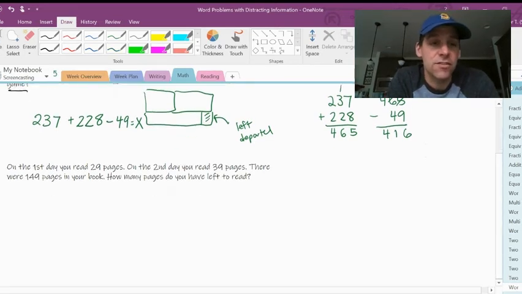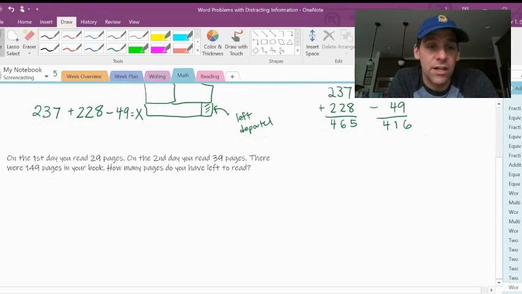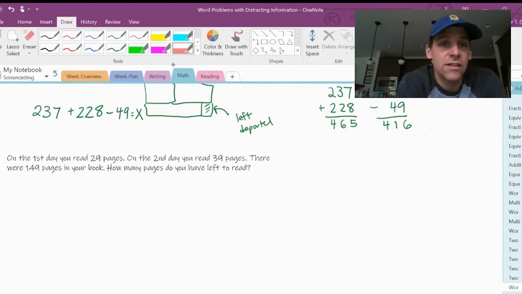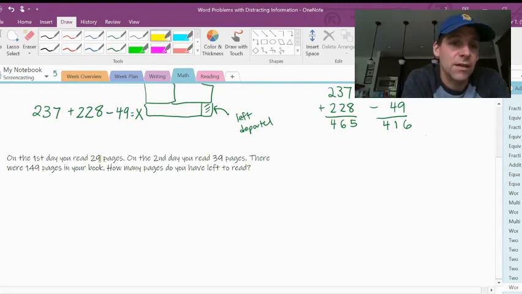Here it says on the first day you read 129 pages. On the second day you read 39 pages. There were 149 pages in your book. How many pages do you have left to read? Here, there's some things that are distracting because they have a number in them. So as I look at this, I know that I'm going to need my pages here. I'm looking for how many pages are left, pages left. So pages in the book.